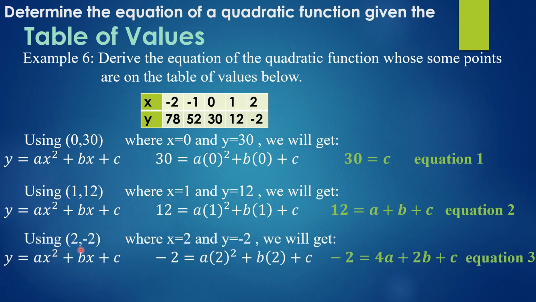And last, in point (2, -2), we will get negative 2 is equal to the square of 2 times a plus b times 2 plus c. 2 squared is 4. So the third equation is negative 2 is equal to 4a plus 2b plus c.